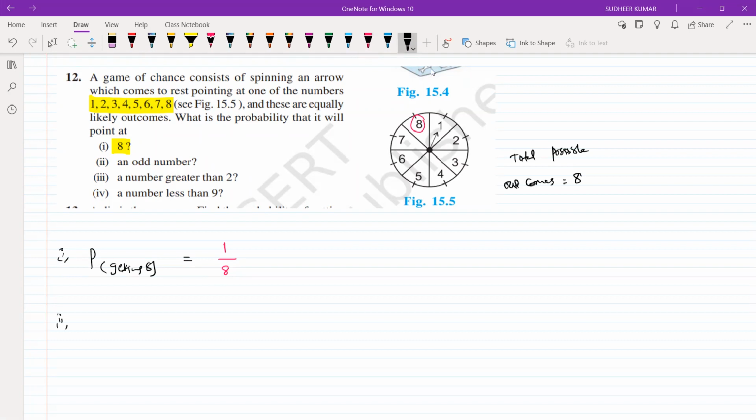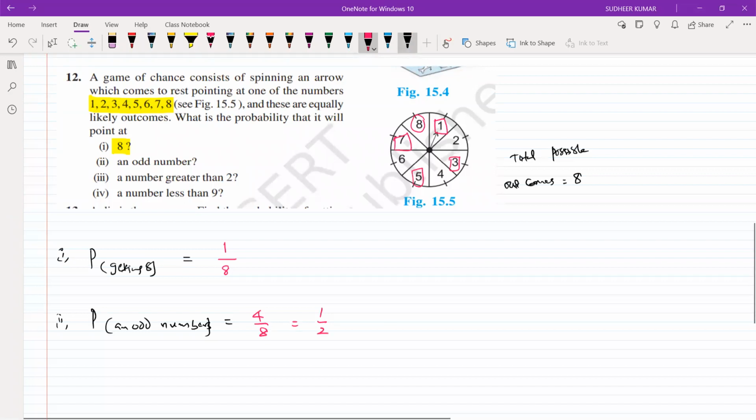An odd number. So probability of getting an odd number. How many odd numbers are there? There are 4 odd numbers: 1, 3, 5, 7. So 4 by 8. It is nothing but 1 by 2. Right? Then go to the third one.